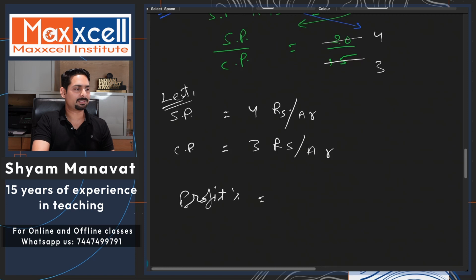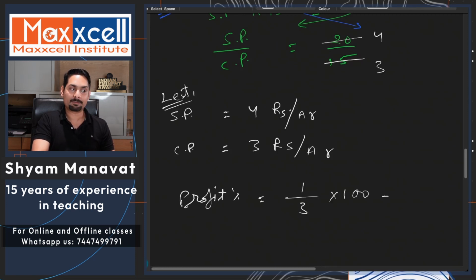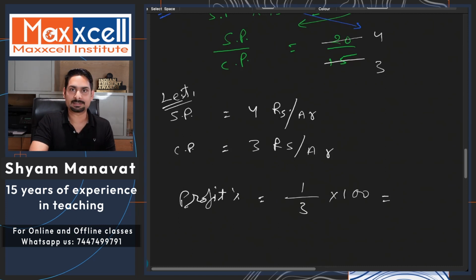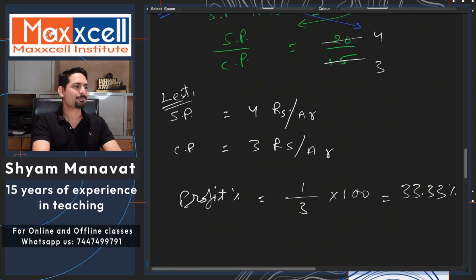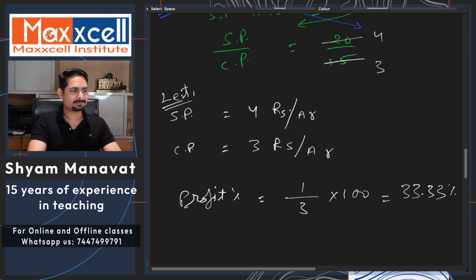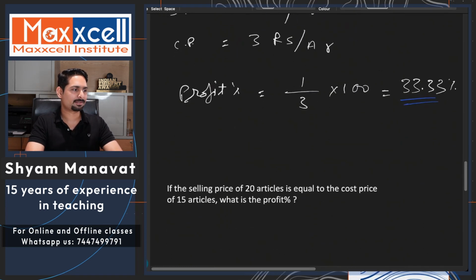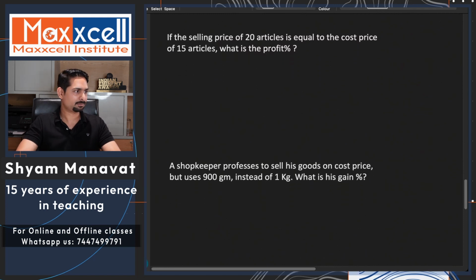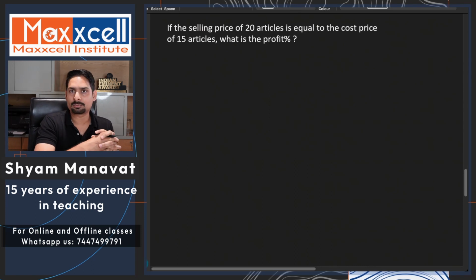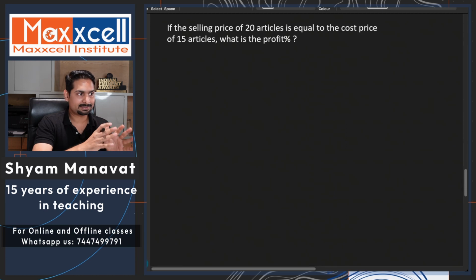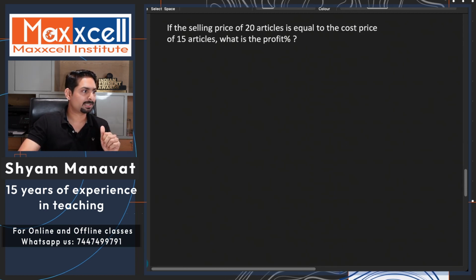Profit percentage here: difference is 1, cost price is 3, multiply by 100, 1/3 fraction into percentage. We have solved this just now, that is 33.33%. Very good, we got the answer. Correct? Pause this question, try to solve it by yourself. We have solved 2-3 questions as of now, same concept. Pause it and solve it and see whether the answer is matching.